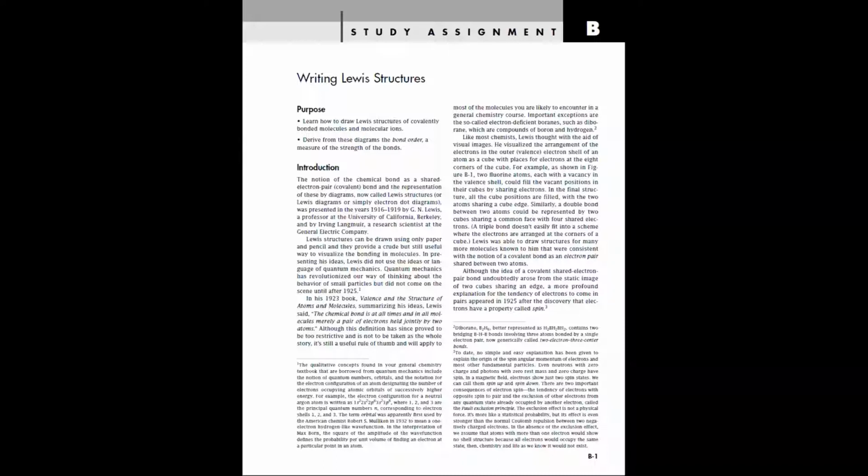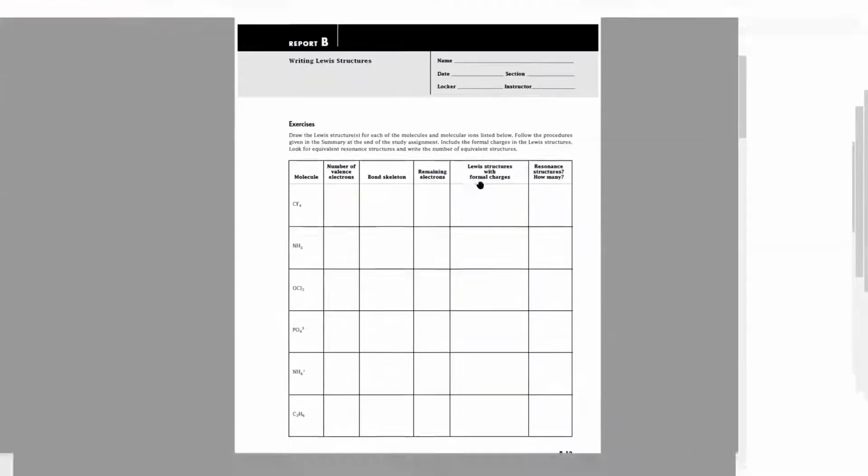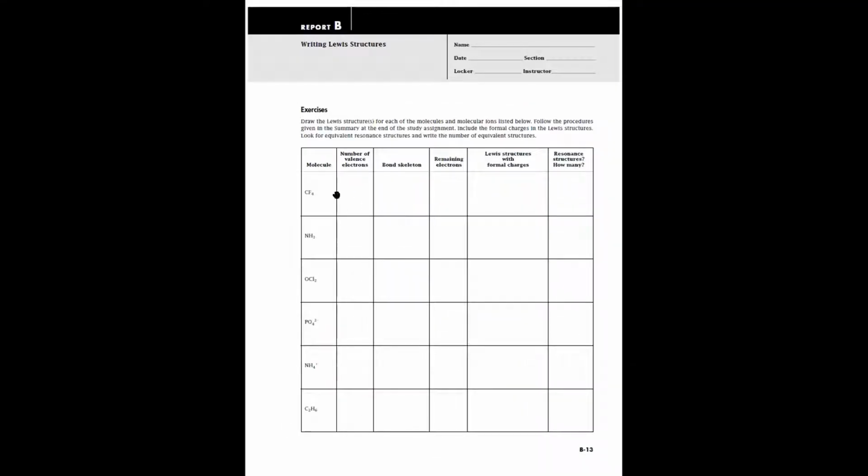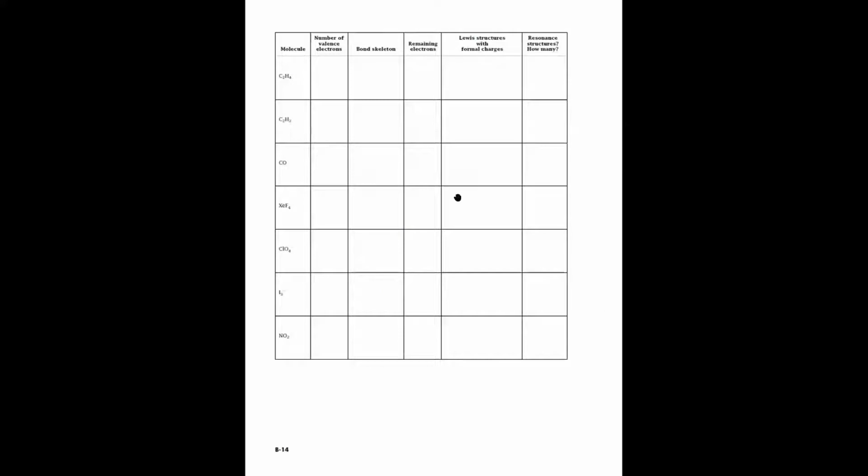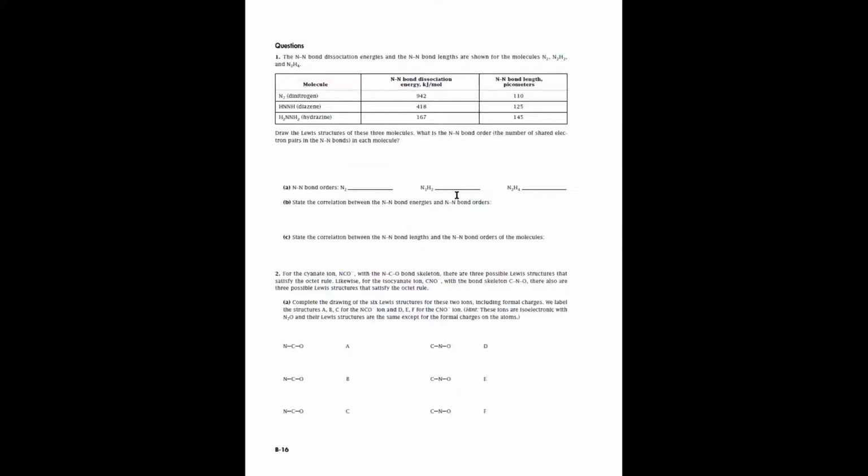Now, when you turn in your Study Assignment B, it's going to be a little bit different than usual. It's not going to be your entire part. Instead, what I'm going to be looking for is these pages here, starting from your exercises. Now I don't want just this table, front and back. I also want the questions.